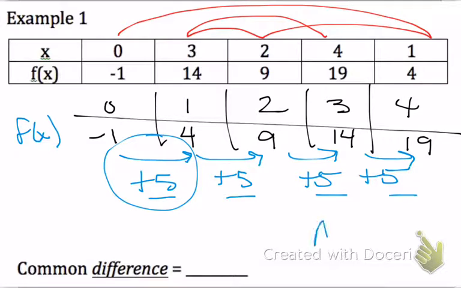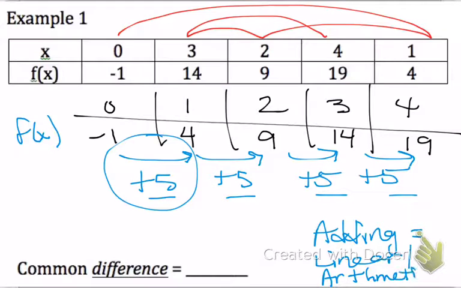So because it's adding, it is linear or arithmetic. Oh, guess I can't fill in that letter there. So the common difference here is plus 5. Let's try to get that. Yep, there we go. That I back in there.